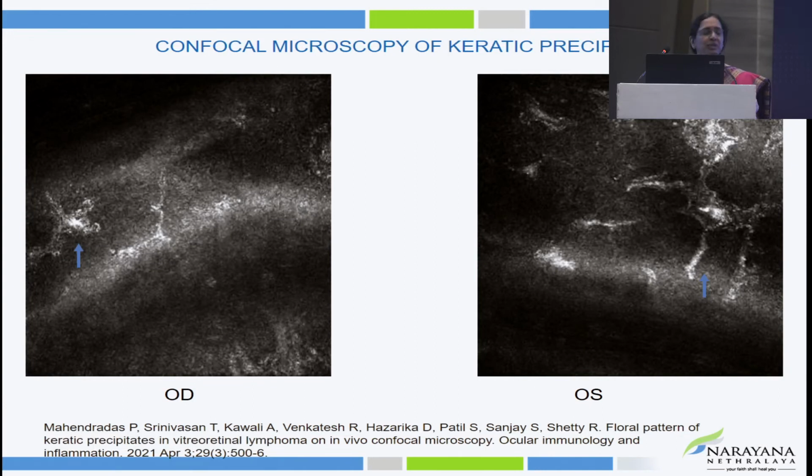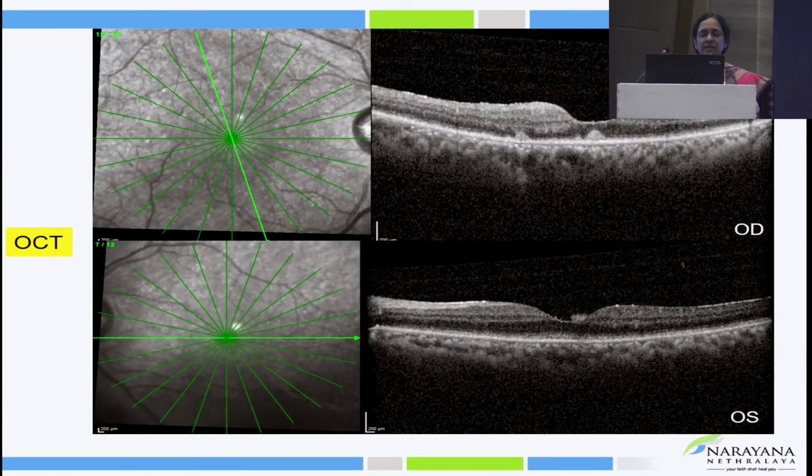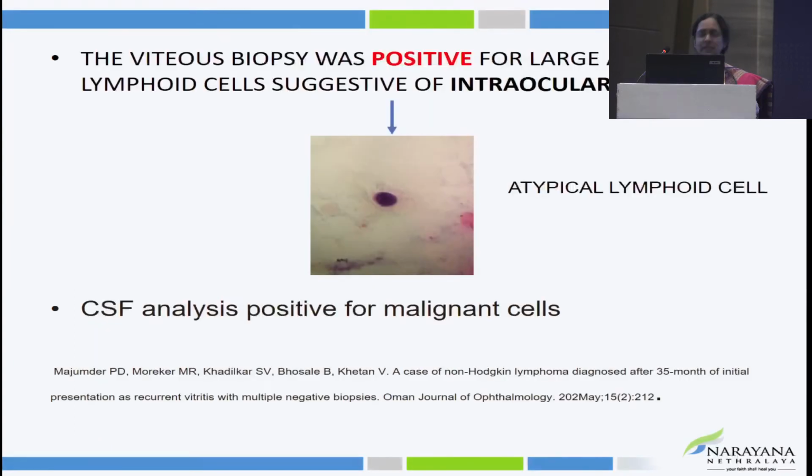Confocal microscopy showed a floral pattern of keratic precipitates, which we have described as an imaging biomarker in a case of intraocular lymphoma. This time the patient had both complete and incomplete floral patterns. Vitritis and vitreous haze was there. This time, in addition to the vertical hyperreflective lines, the patient developed sub-RPE deposits. This again is an emerging biomarker for intraocular lymphoma.